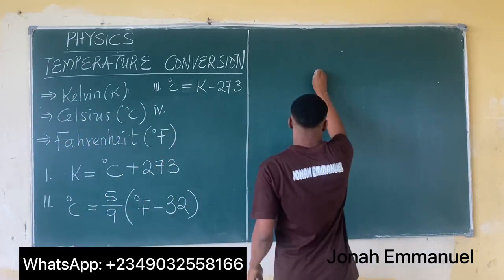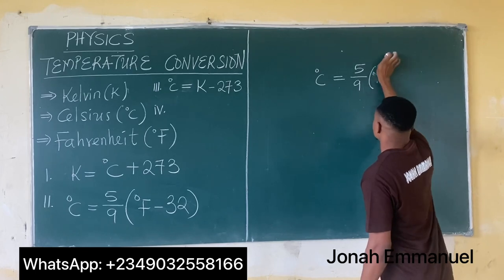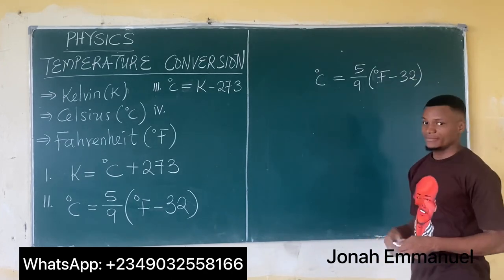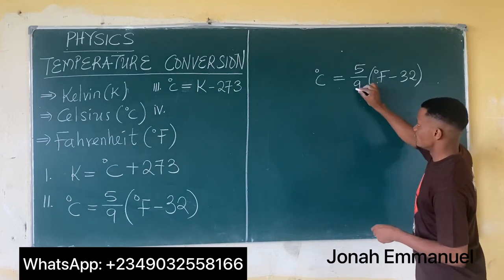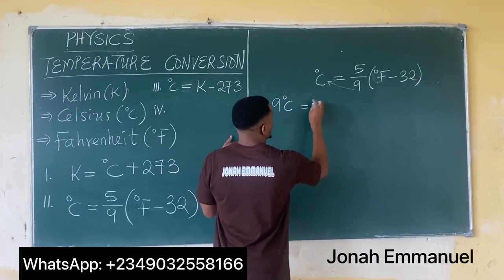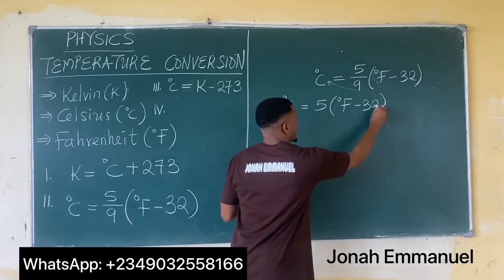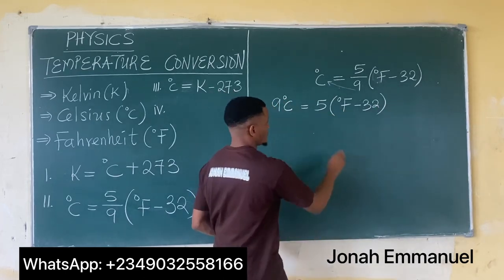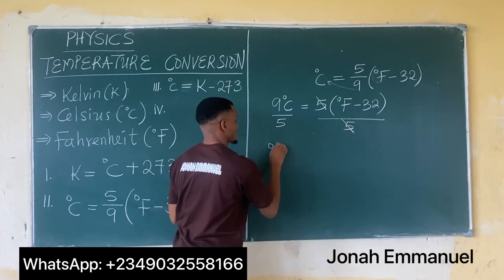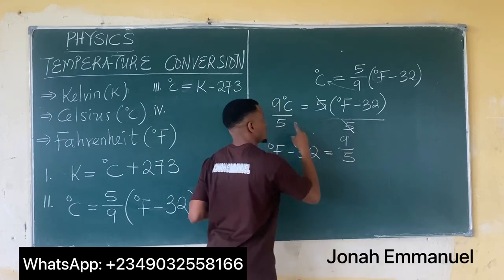So if I have that degrees Celsius is equal to 5 over 9 times degrees Fahrenheit minus 32, let's make Fahrenheit the subject of the formula. My first task is to move this one over here, so it becomes 9 times this. So 9 times the value of degrees Celsius is equal to 5 into degrees Fahrenheit minus 32. If I want to get Fahrenheit, my first task is to divide both sides by 5. This cancels this. So I have that degrees Fahrenheit minus 32 is equal to 9 over 5 multiplying degrees Celsius.